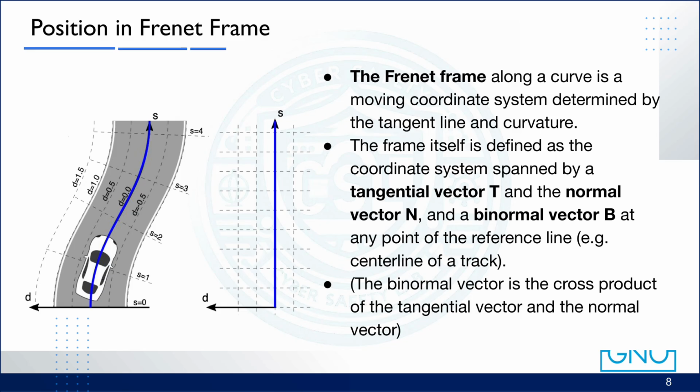Finally, the binormal vector, B, is obtained as the cross product of T and N. It points vertically upward from the track surface, defining the orientation of the plane on which the vehicle moves. Together, these three, T, N, and B, form a set of mutually perpendicular axes, creating an orthogonal coordinate system that moves smoothly along the curve. This Frenet frame allows us to describe the vehicle's position and orientation relative to the track in a much more intuitive way.